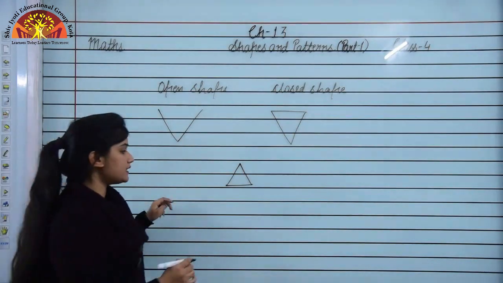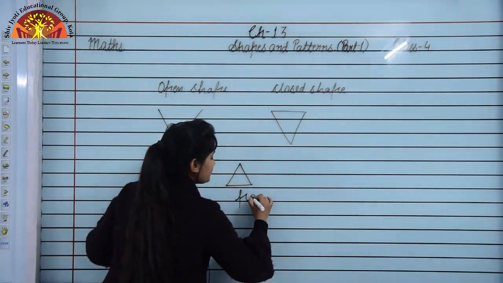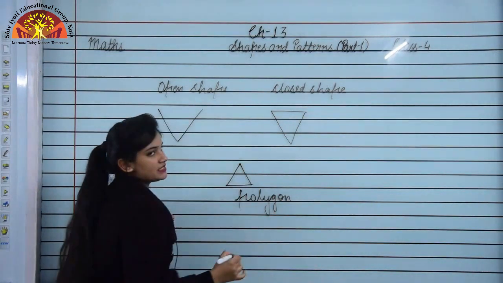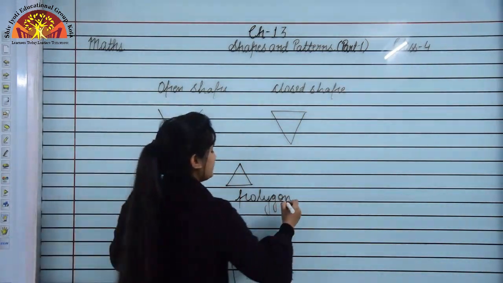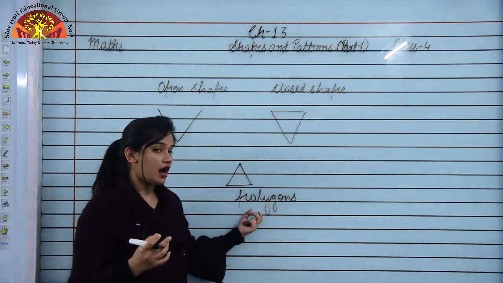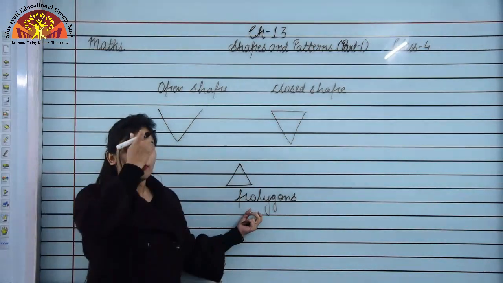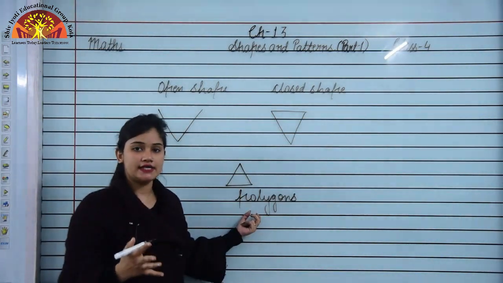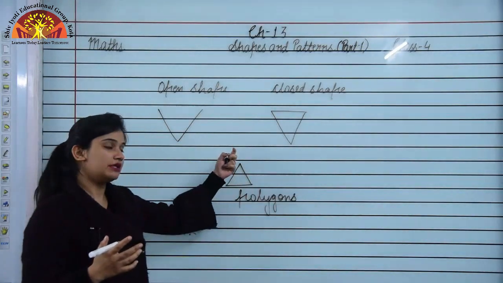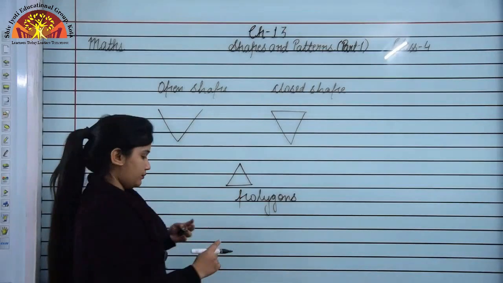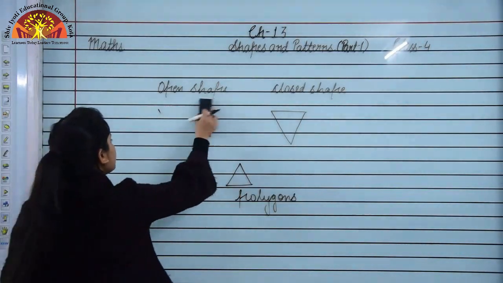Okay students, and it is known as polygons. Okay, this is known as polygons. It means what are polygons? Polygons are closed shapes. What did I say? Polygons are closed shapes which are made up of line segments. ये line segments हैं, इनसे मिलकर क्या बनेगा? Polygons बनेगा.